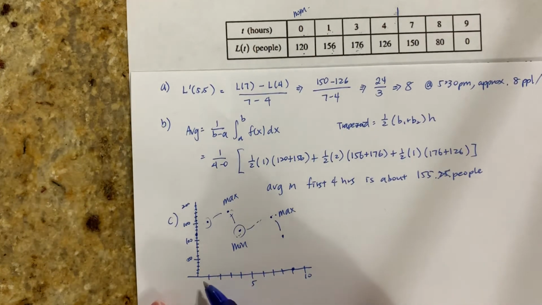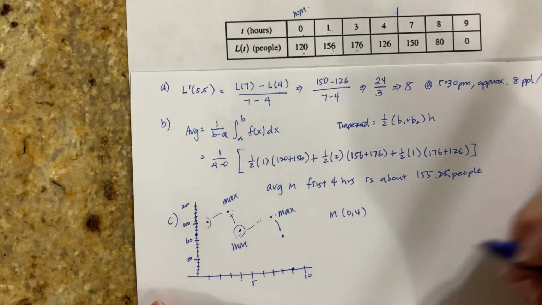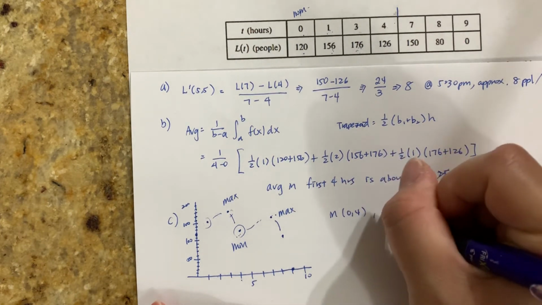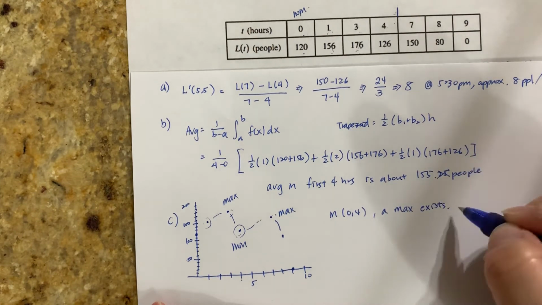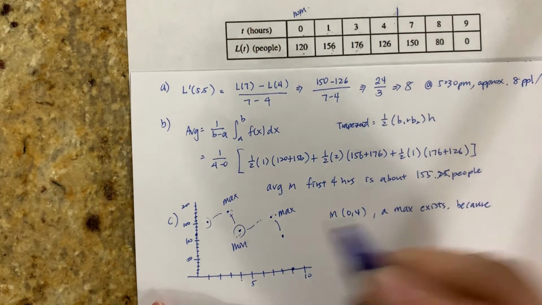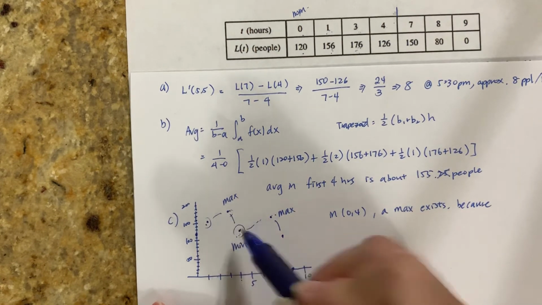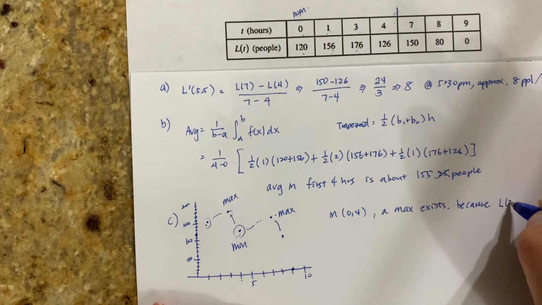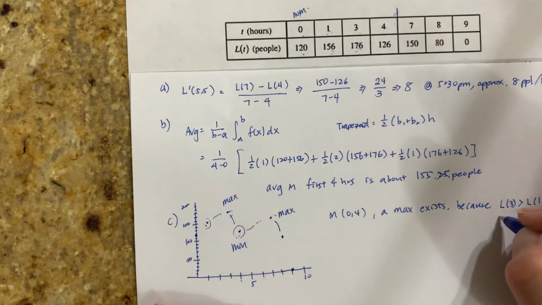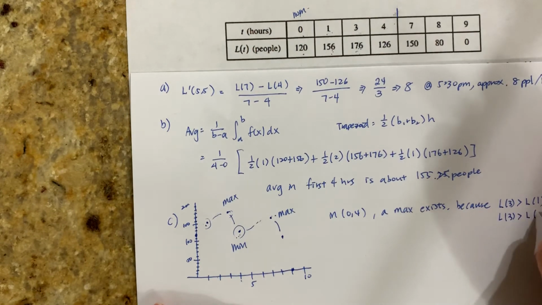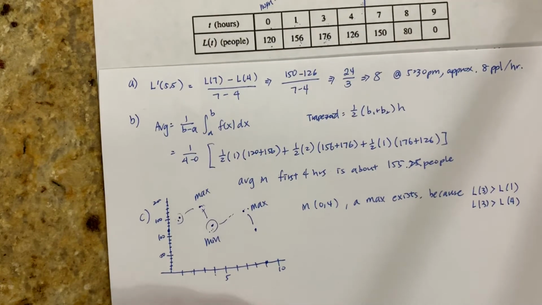So what can we say? Well, I can say that in 0 to 4, there is at least a max. Why? Because you want to talk about the fact that the value here is greater than the one before and the one after. So L of 3 is greater than L of 1. The value at 3 is greater than at 1, and it's also greater than the one after it. So it's the highest number there. Therefore, it is a maximum.